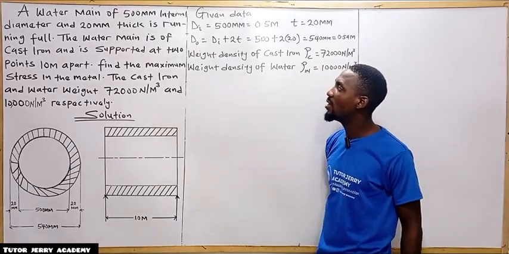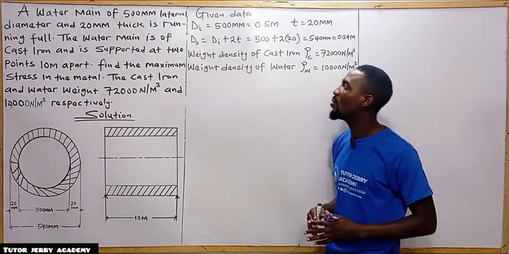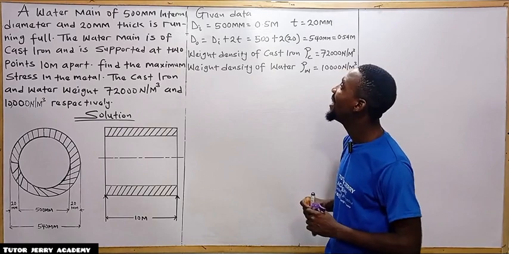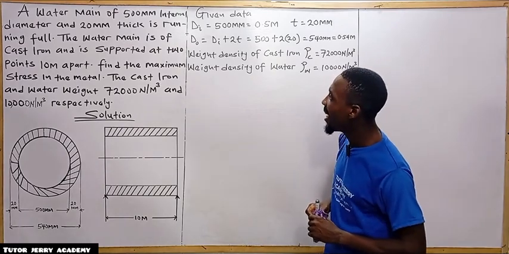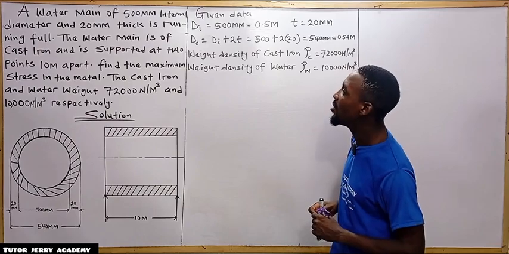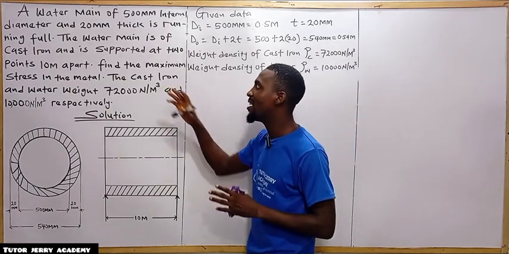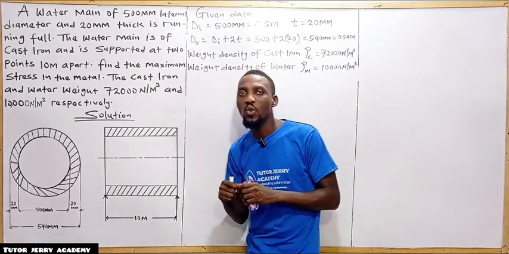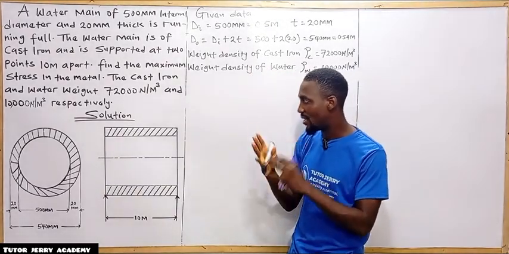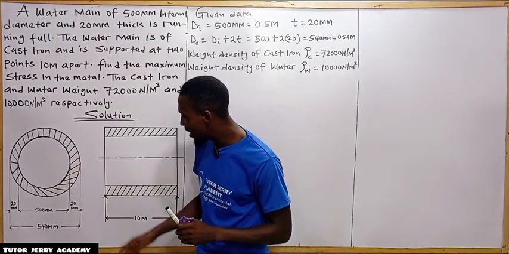We are going to be solving the question above. It says a water main of 500 mm internal diameter and 20 mm thick is running full. So it means that the water main is nothing but a hollow pipe. You understand? So you can see the diagram.